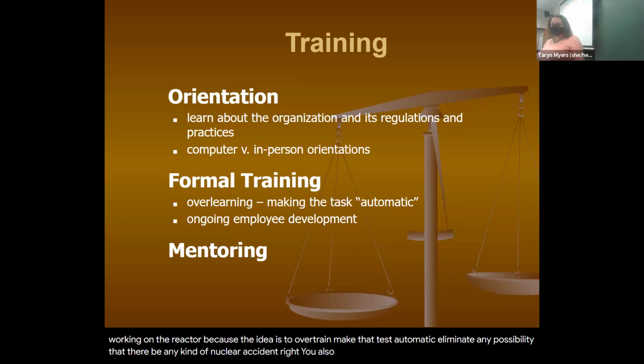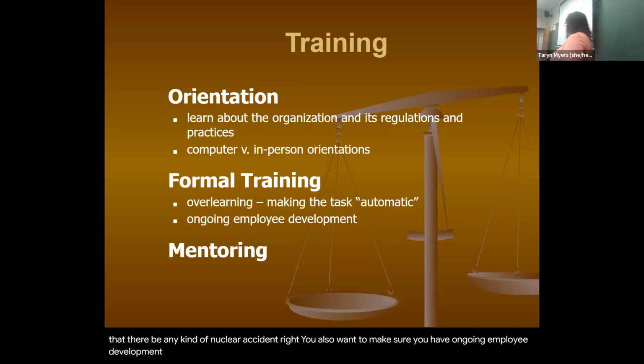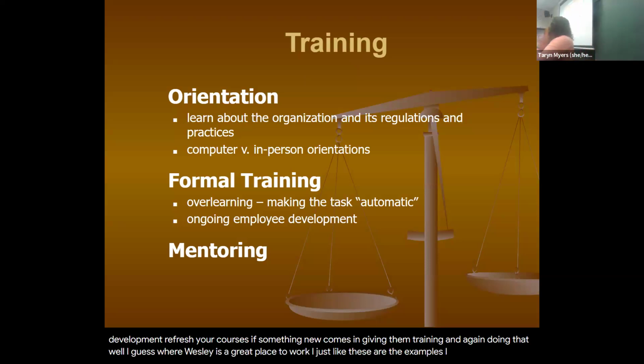You also want to make sure you have ongoing employee development. Refresher courses. If something new comes in, giving them training. And again, doing that well. I swear Wesleyan is a great place to work. I just, these are the examples I have.